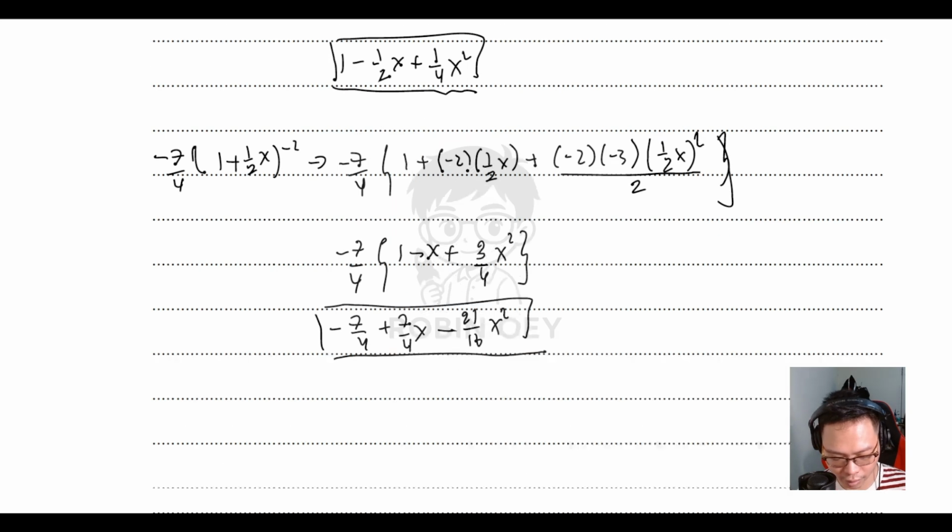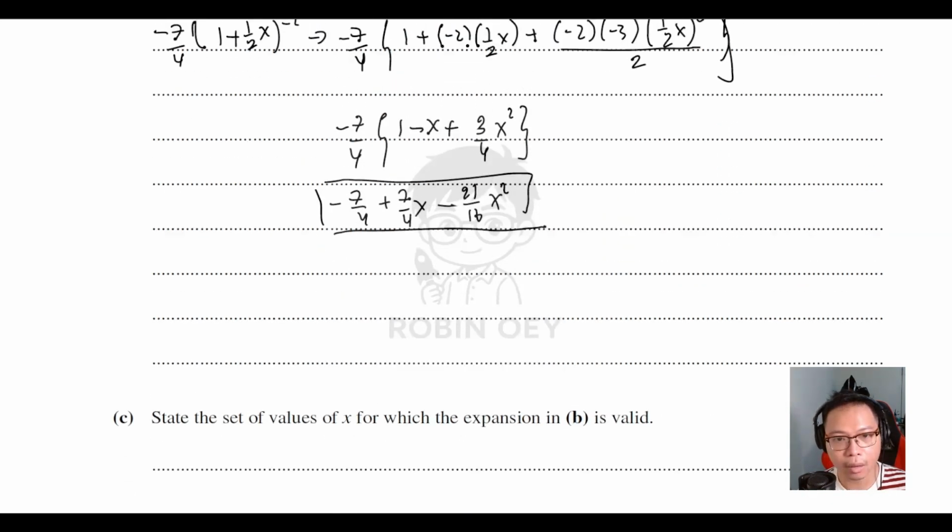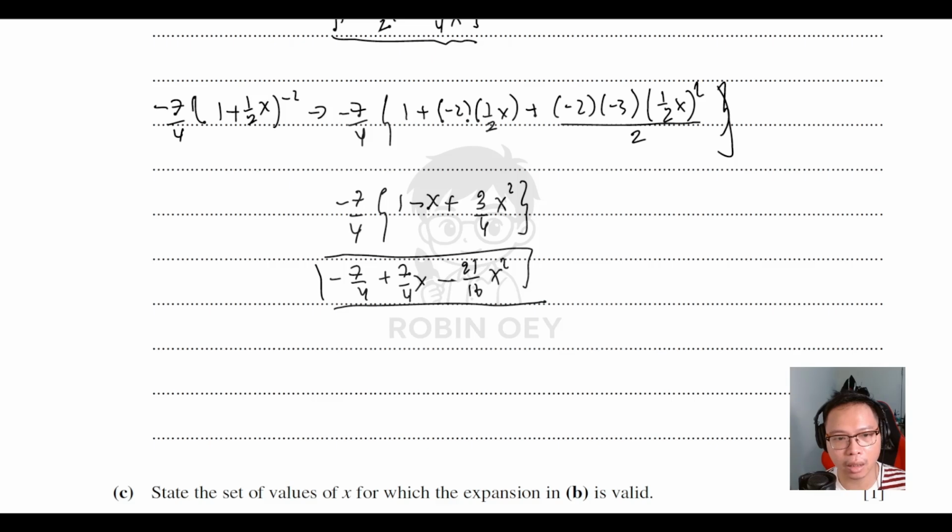So we have the third one. Let's combine everything. For the term independent of x, how many? 4 plus 1 minus 7 over 4. That would be 13 over 4. For the term of x, that would be 8 minus half plus 7 over 4. That equals 37 over 4.